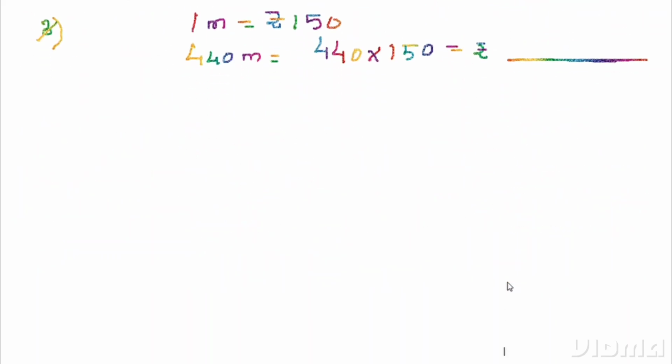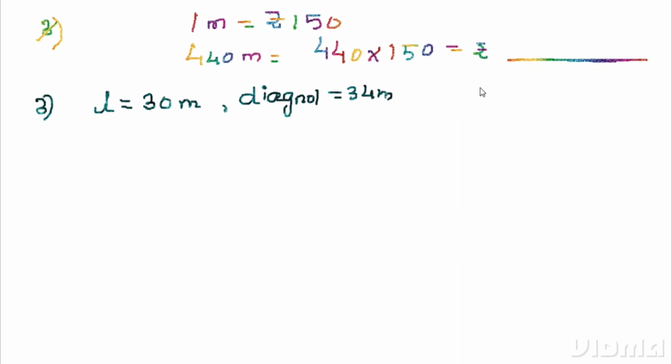What does my third question say? The third question says that the length of a rectangular field is 30 meters. They have given me the length and they are telling that the diagonal is 34 meter. Now in this they are talking about the diagonal, and you have to find the breadth and the perimeter.